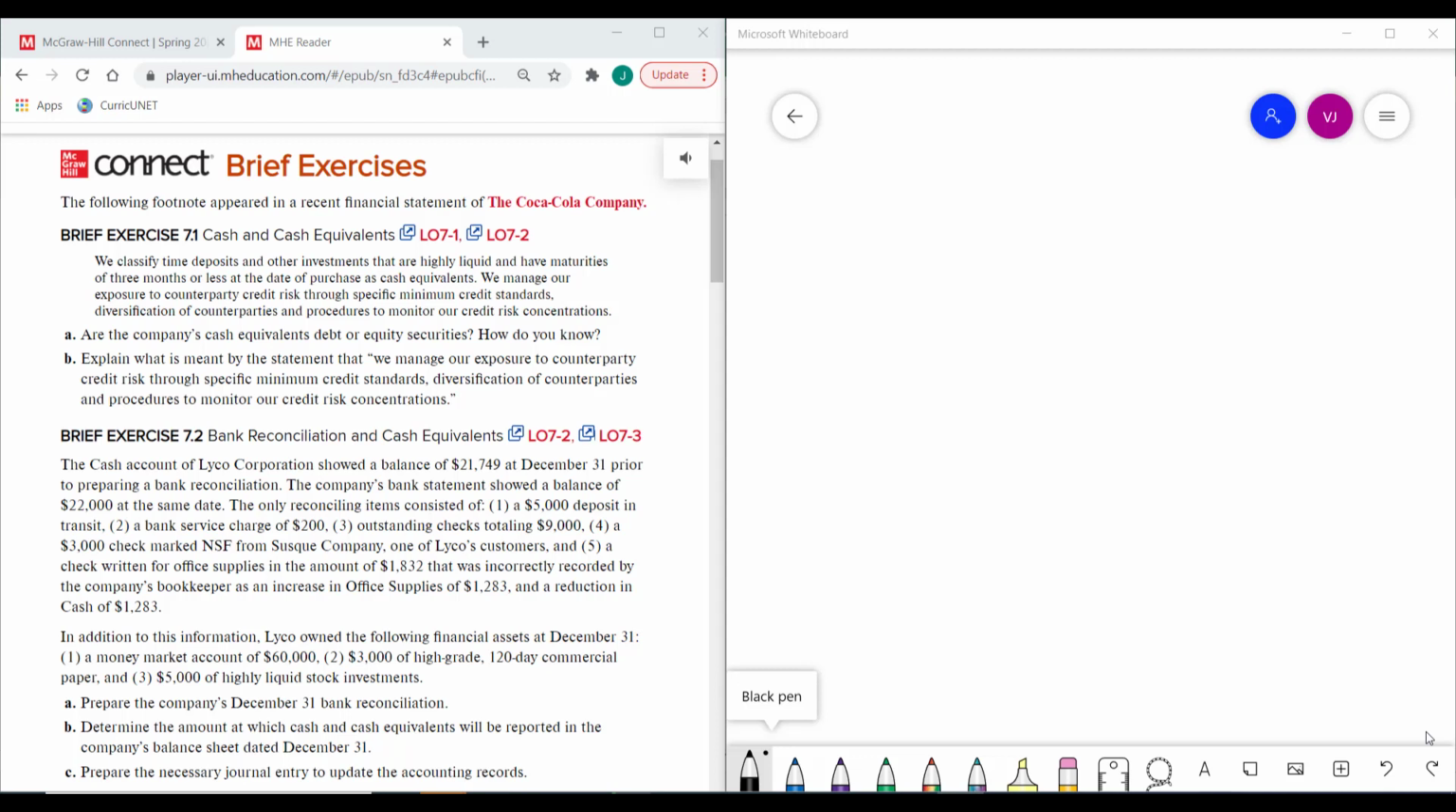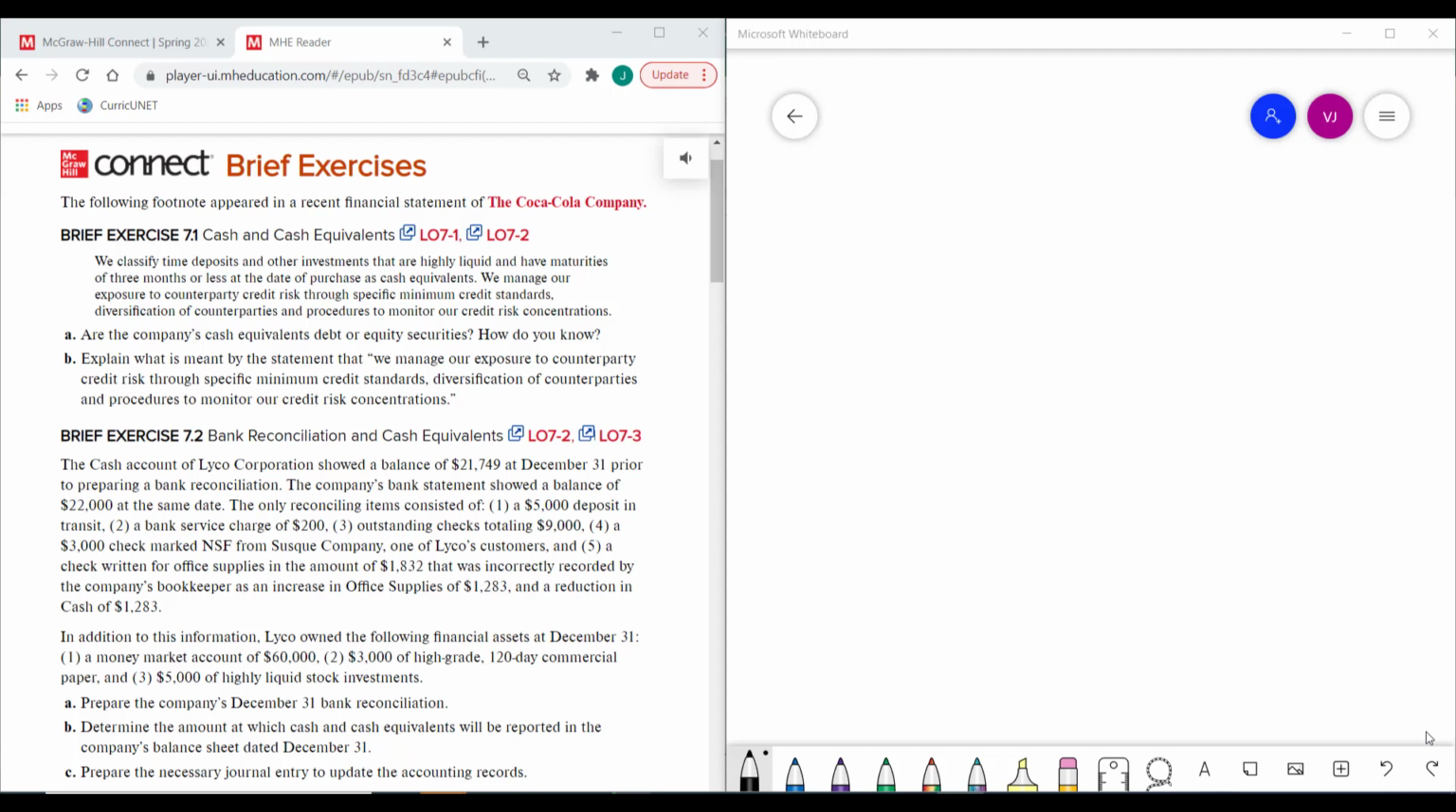It says the following footnote appeared in a recent financial statement of the Coca-Cola company. It says we classify time deposits and other investments that are highly liquid and have maturities of 3 months or less at the date of purchase as cash equivalents. We manage our exposure to counterparty credit risk through specific minimum credit standards, diversification of counterparties, and procedures to monitor our credit risk concentrations. So for A, it's asking, are the company's cash equivalents debt or equity securities, and how do you know?